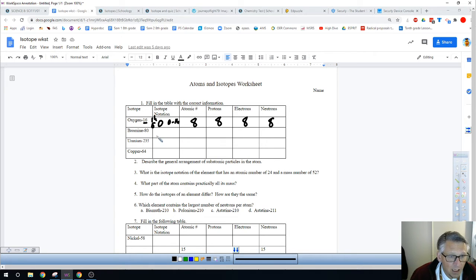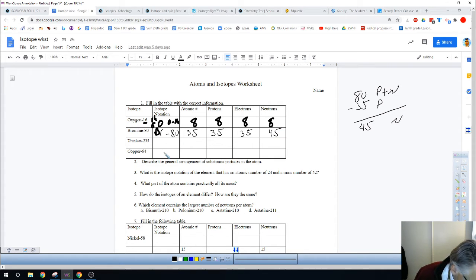Bromine 80. Br is the symbol, and it has a mass of 80. So bromine has an atomic number of 35, so it's going to have 35 protons, 35 electrons, and 80 minus 35, because that's protons plus neutrons, and it has 35 protons, so that gives us 45 neutrons. So it's going to have 45.